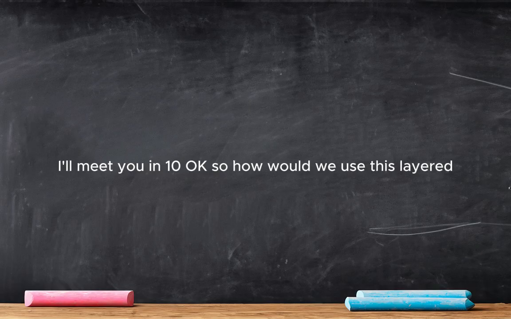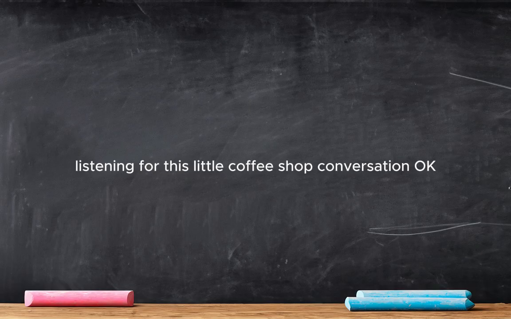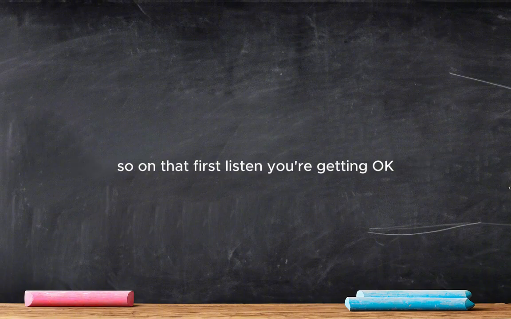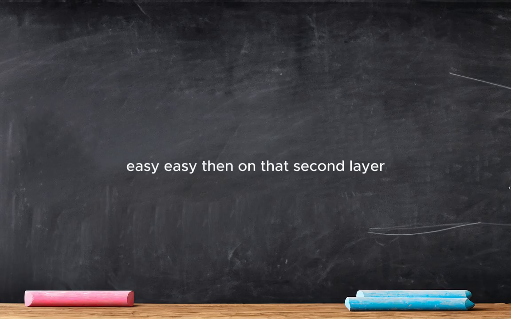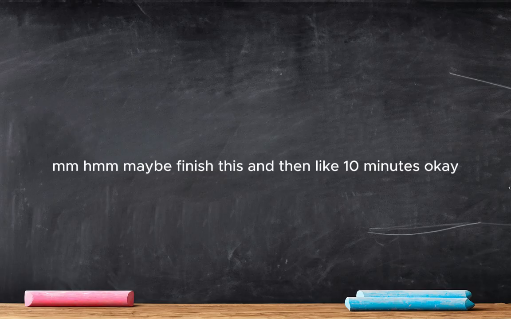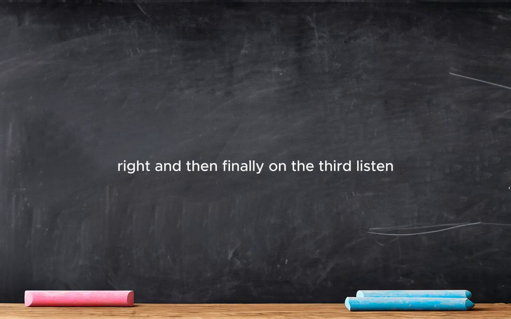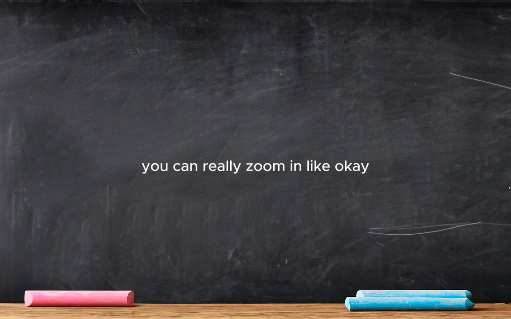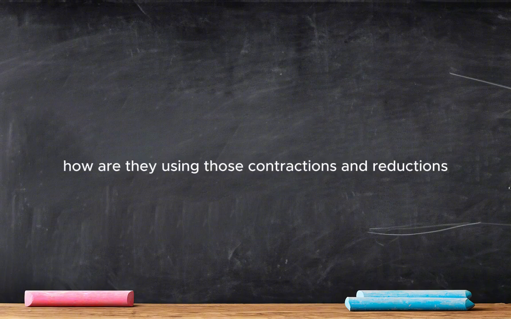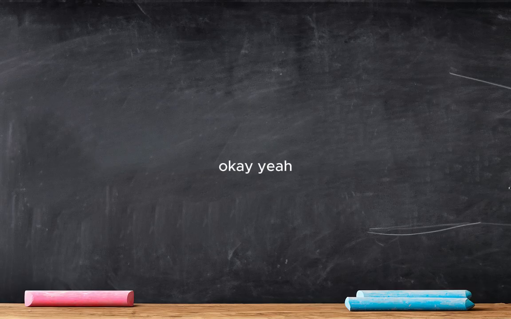Okay. So how would we use this layered listening for this little coffee shop conversation? On that first listen, you're getting that two people are going to get coffee. Easy. Then on that second layer, you might pick out keywords like coffee, maybe finish this, and 10 minutes. So now you're getting a better picture of what's going on. And then finally, on the third listen, you can really zoom in. Like, okay, do you want it? How are they using those contractions and reductions? Okay, that makes it much less intimidating. Yeah, breaking it down like that.